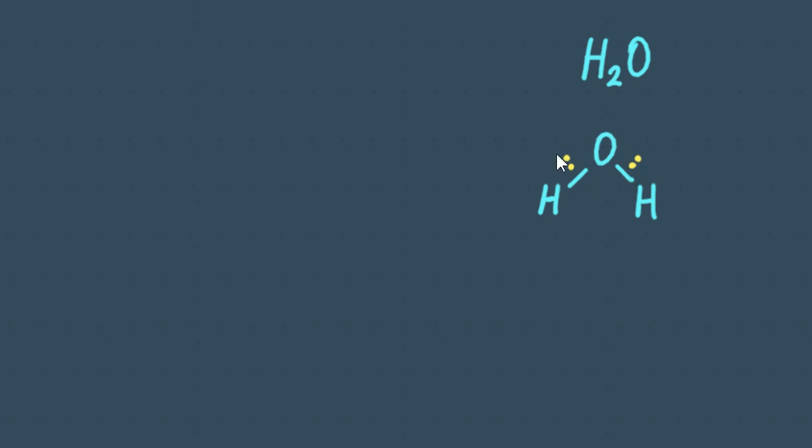In the molecule of water, the atoms of hydrogen have one chemical bond. And the valence of hydrogen is 1. Oxygen has two common pairs of electrons, or two chemical bonds. Therefore, 2 will be the valence of oxygen.